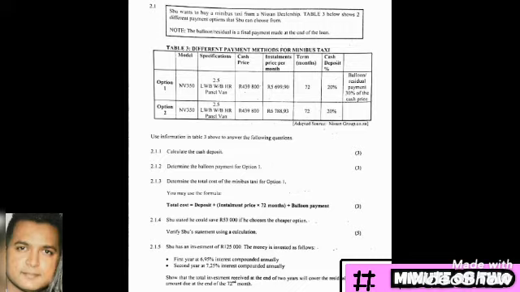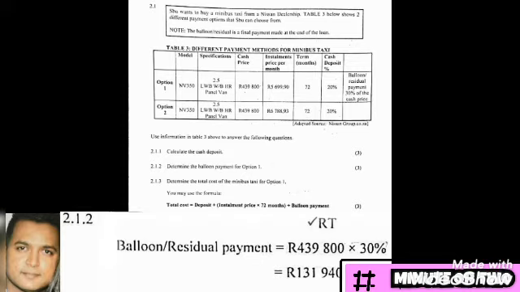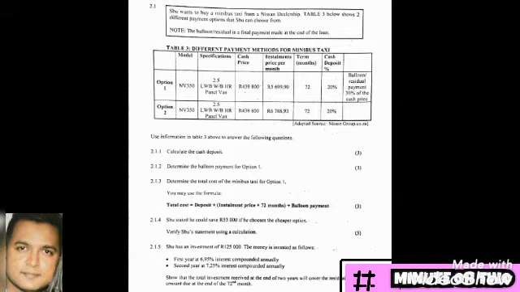2.1.2, determine the balloon payment for option 1. If you look at the table, option 1, right at the end, there is a balloon residual payment. This is 30% of the cash price. Now, just as we've done with the cash deposit, we'll find 30% of the cash price. Multiplying through, 439,800 times 30%, our answer will be 131,940.